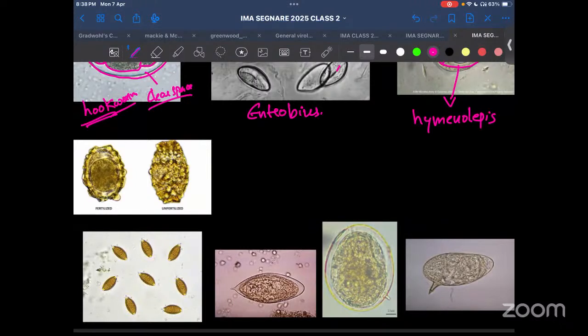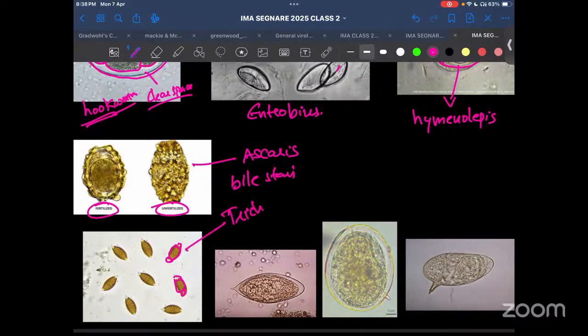See, all of this, what we are seeing here, this is actually Ascaris egg. Okay, this is the fertilized egg of Ascaris, and this is the unfertilized egg of Ascaris, and it is yellow in color. So it is a bile stained egg. Now what is this? This is a barrel shaped egg with a mucus plug at its end. This is Trichuris egg. Again, it is bile stained, yellow in color.